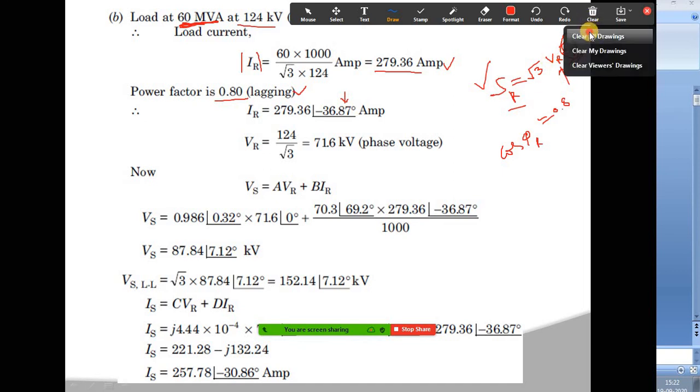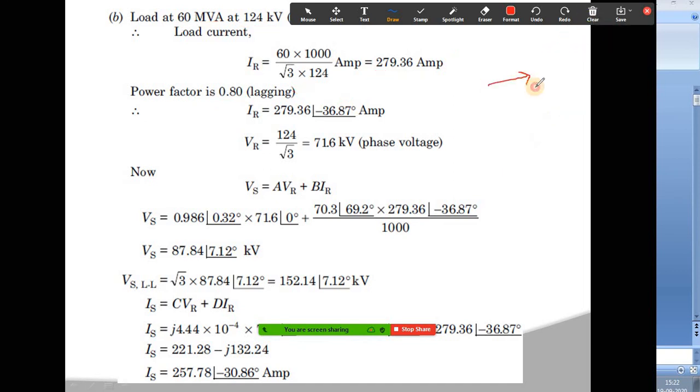Okay, so now if you take the reference as your receiving end voltage, then as the load is lagging, your IR is lagging the VR by an angle of phi r. So you can write this IR. So this is the magnitude of IR, so IR is equal to magnitude of IR at an angle of minus phi r, as the angle is negative for lagging. Okay, so minus is for lagging load.